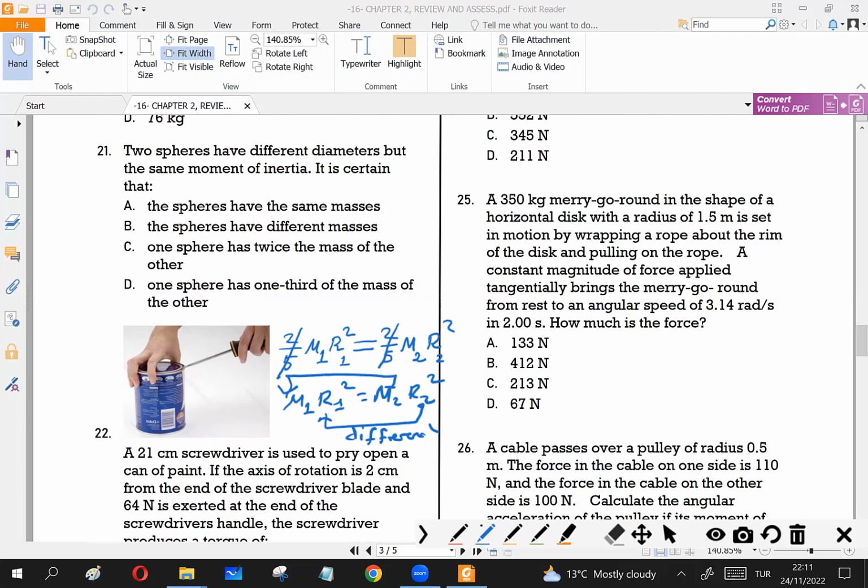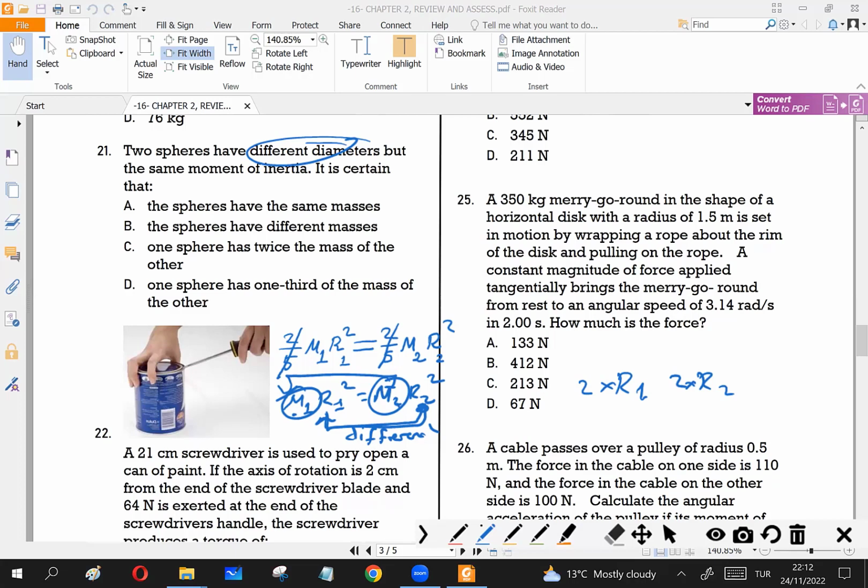R1 and R2 are different, but if you multiply both sides with the same number, can they be equal? No. If R1 and R2 are different, if you multiply them by the same number, they are different again. But to make them the same, you should multiply them with different numbers. That's why M1 and M2 must be different to make the moment of inertia equal. So if R1 and R2 are different, and the question says they are different, M1 and M2 must be different to make them equal.